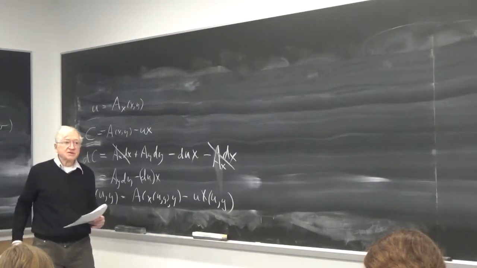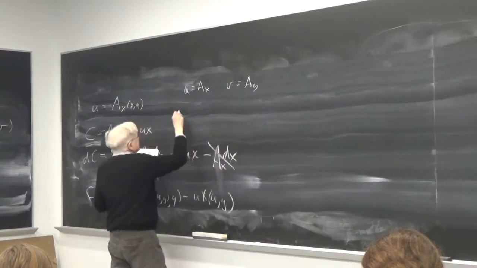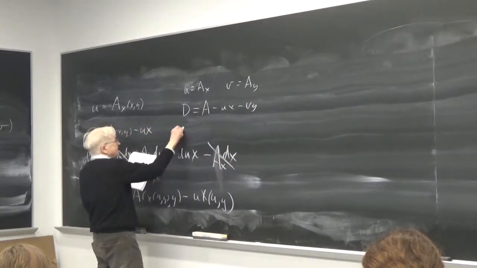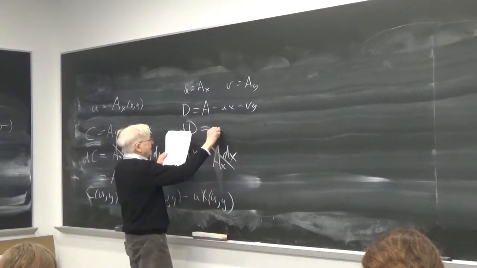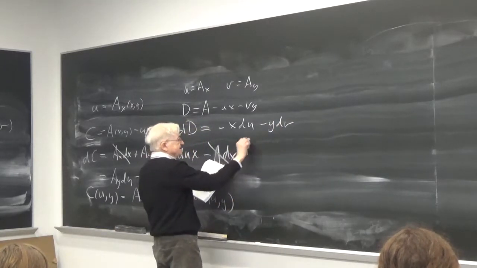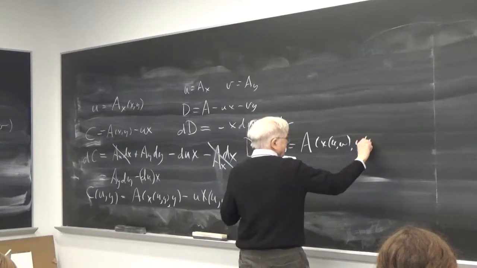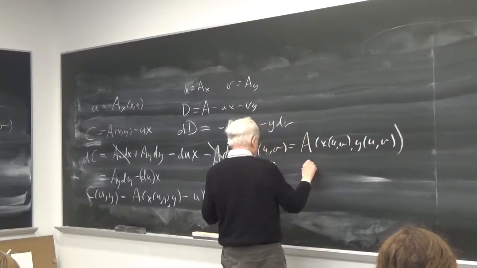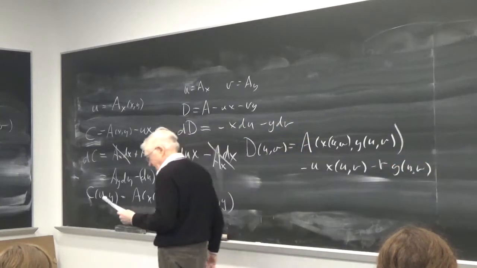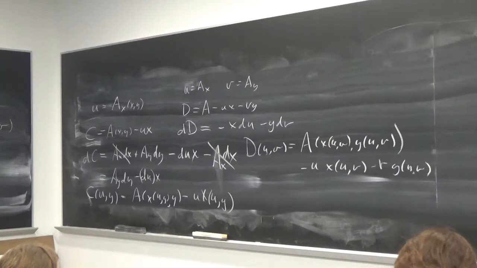And one could also do two transformations. One can say u equal to a sub x and v equal to a sub y, and d equal to a minus ux minus vy, and in that case we get that the differential of d is, and I'll just skip the intermediate steps, minus x du minus y dv. And so we can write d of u and v as a of x of u and v, y of u and v, minus u x of u and v minus v y of u and v. So one can rewrite this as a function of u and v.